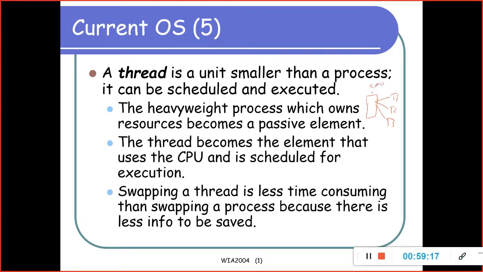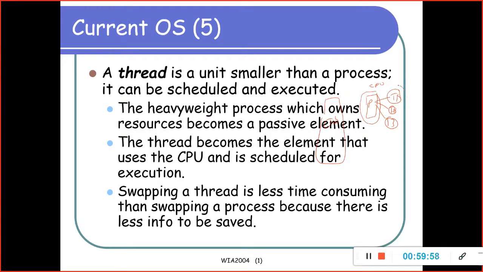So instead of the CPU executing the process, the CPU will execute the thread first. Okay, and swapping a thread is less time consuming than swapping a process because of the smaller size of the thread, which uses less info. And of course the execution of a thread is much faster than execution of a process because of the smaller size and it is easier to process. Okay, so this is a thread, this is a process, and the largest one is a job.